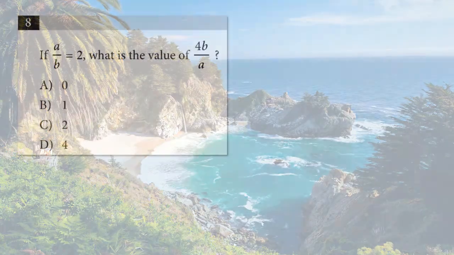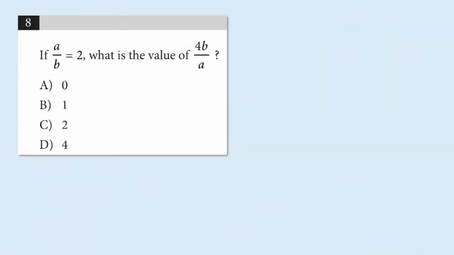Good job. So here's a multiple choice problem from the College Board. Let's have a look at it together. So it says if a over b equals 2, what's the value of 4b over a? And there are 4 choices there to pick from, 0, 1, 2, and 4.